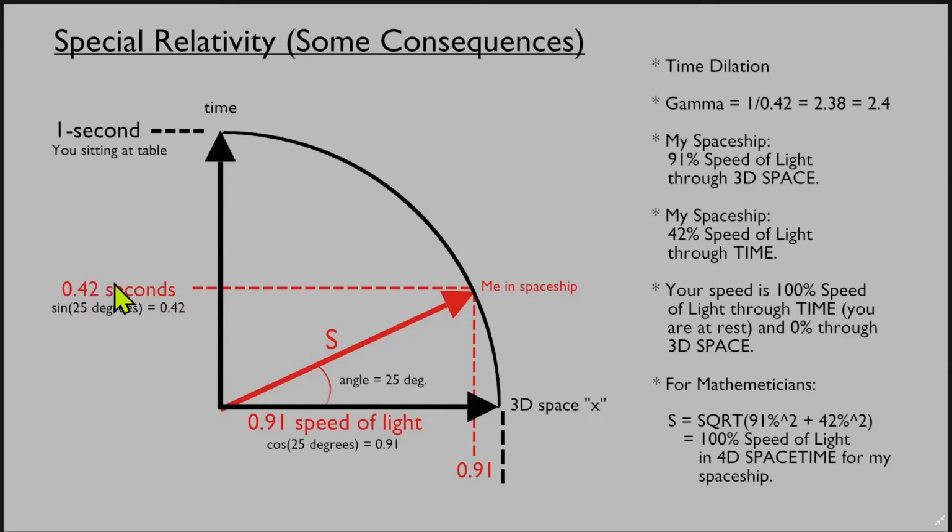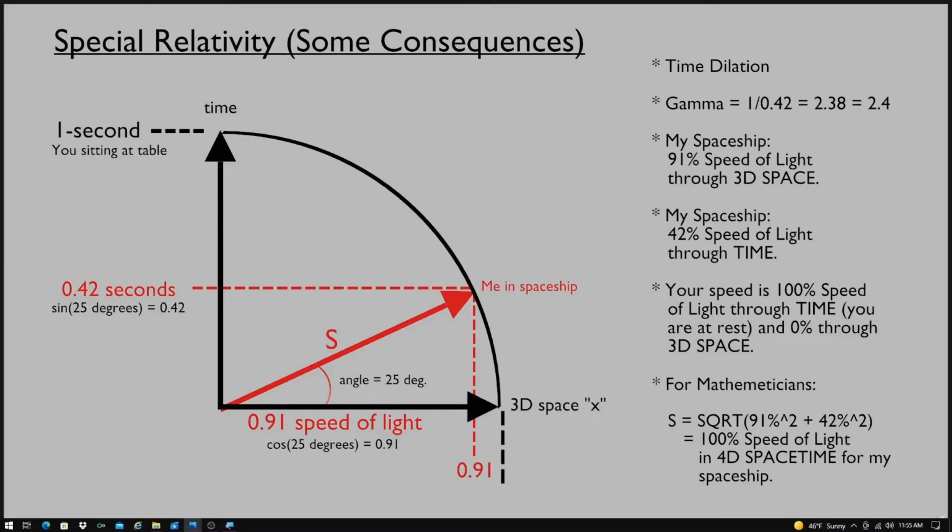That also means that for every second that passes for me, 2.4 seconds pass for you. It also means that for every year that passes for me, 2.4 years pass for you. So sorry, but you are now aging faster than I am because of my high-speed motion in the spaceship. If I go faster, even closer to the speed of light, the effect becomes even more pronounced. Let's take a quick look at that.